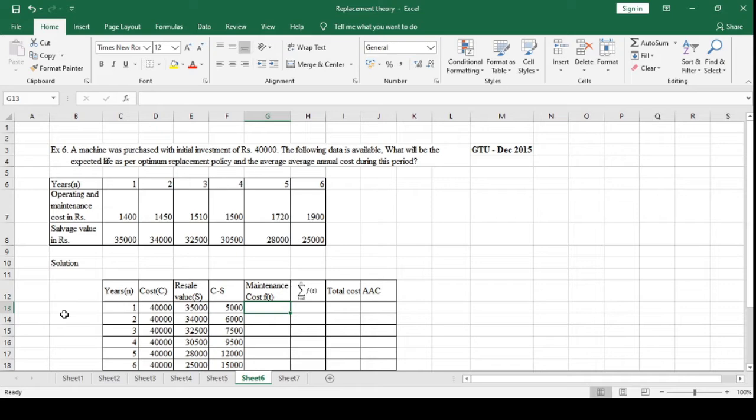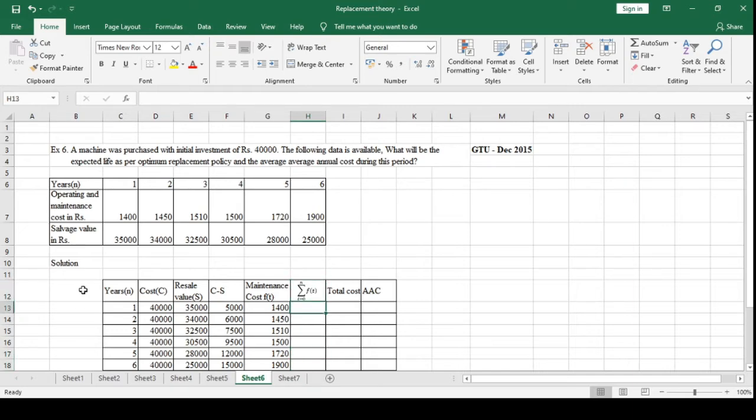Now the next column is related to the maintenance cost. Maintenance cost is also given to you, it is over here. So we'll start filling the column. For the first year it is 1,400. For the second year 1,450. Then 1,510. Then 1,500. Then 1,720, and in the last year it is 1,900.